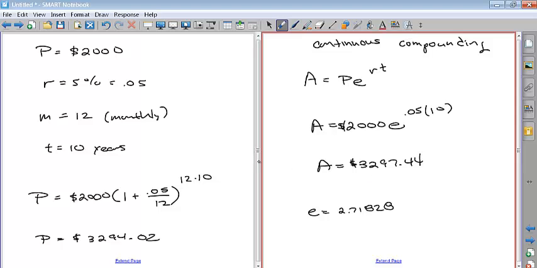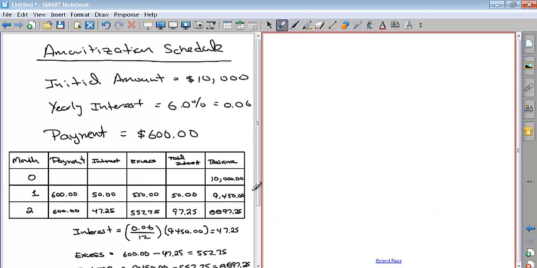In that case, it's the largest amount that you can get for a given yearly interest rate. And it's this expression, e to the RT. And the third case is to do the first couple of entries into an amortization schedule. If you understand how it's generated, then you can look at a big table and you're fine.